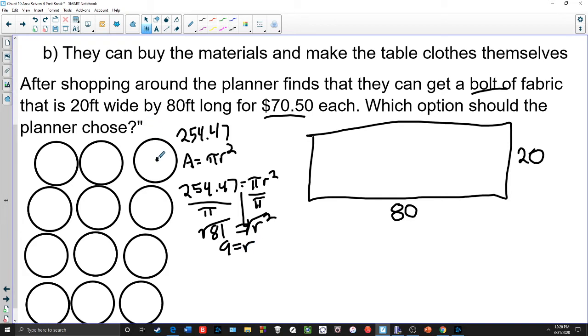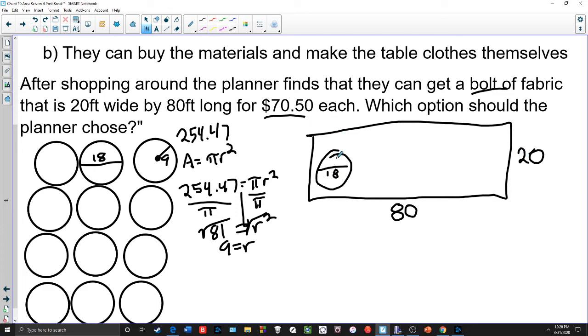So each circle has a radius of 9, which means the diameter of each circle is going to be twice that, or 18. So each circle is basically 18 feet in diameter. So how many of those could fit into this bolt of cloth here? Well, I can only fit one vertically, right? Like if I draw a circle here, that's 18. I'm only able to fit one of them on there. I can't fit two side by side because that'd be 18 and 18, and that'd be more than 20.